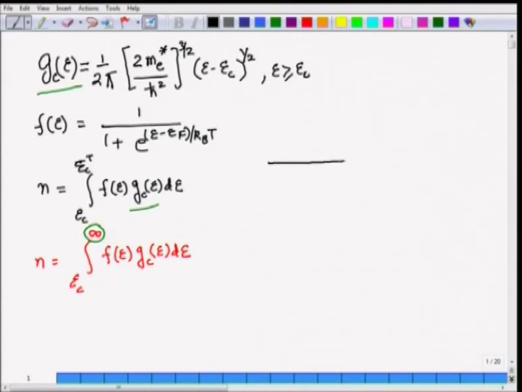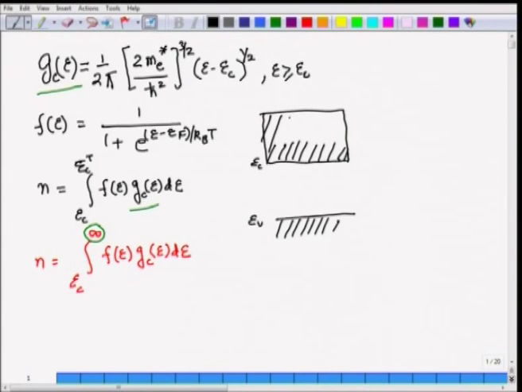Here is my EC, here is EV, and this is all valence band here, here is all conduction band here. But I am making a further statement that there is a top to it. This conduction band ends somewhere, which is at EC top, then there may be another band gap, maybe EG prime.